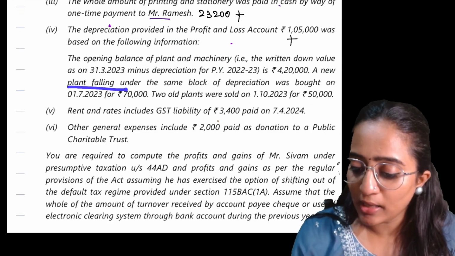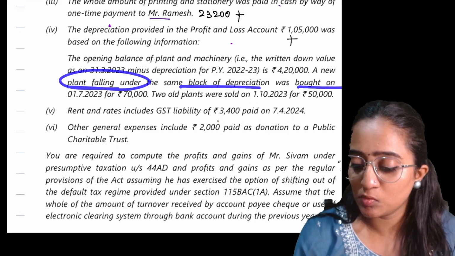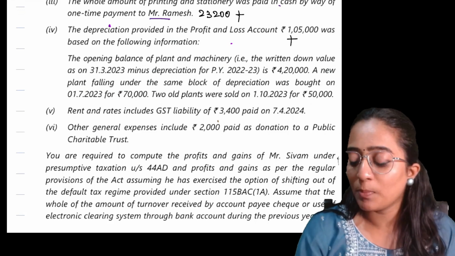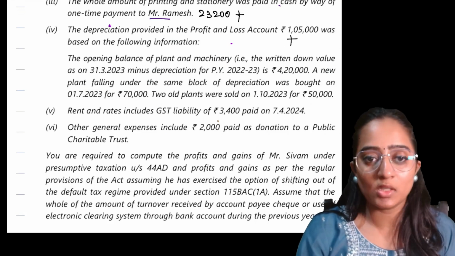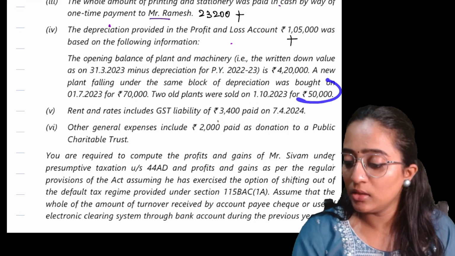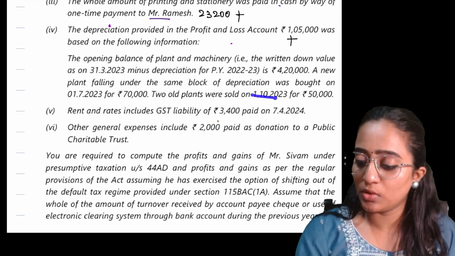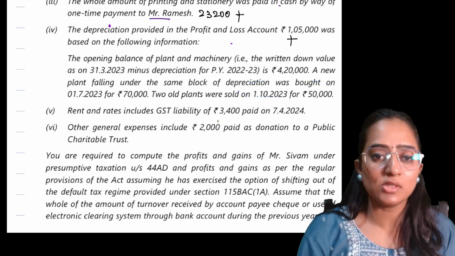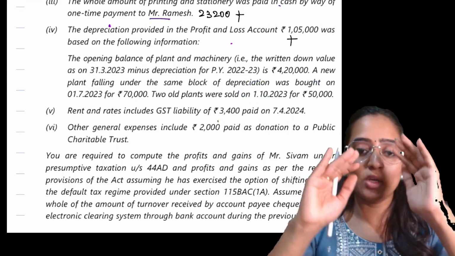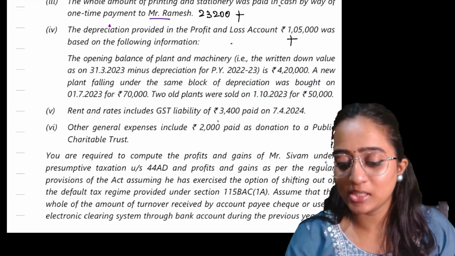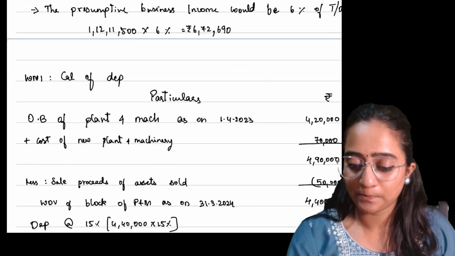A new plant falling under the same block of depreciation was bought on 1/7/2023 for 70,000. Two old plants were sold on 1/10/2023 for 50,000. We are going to subtract this in the total block, and then we are going to calculate the depreciation. We will see that depreciation calculation now.